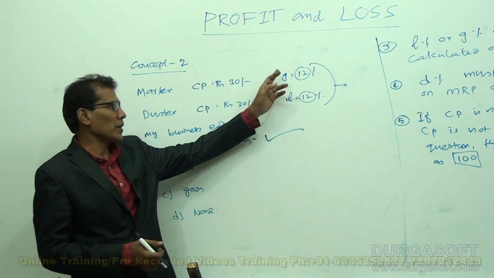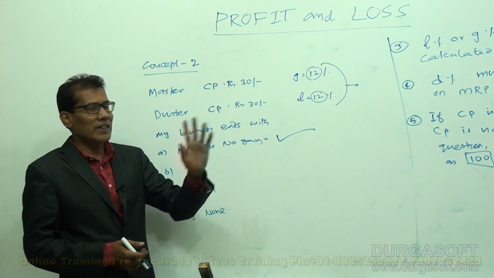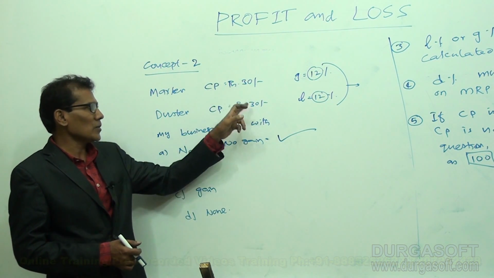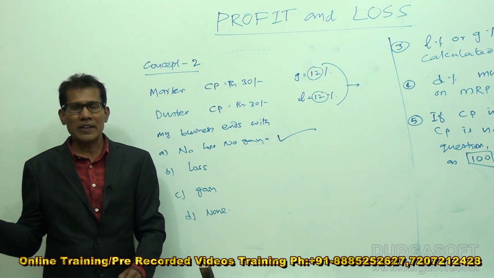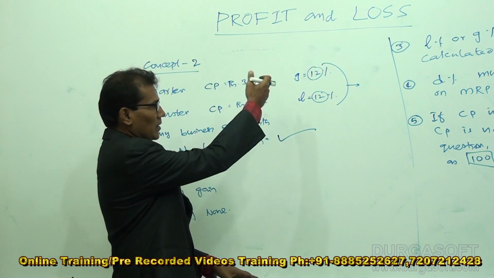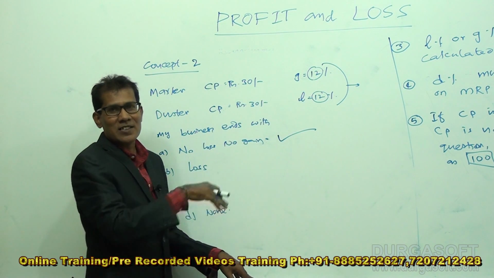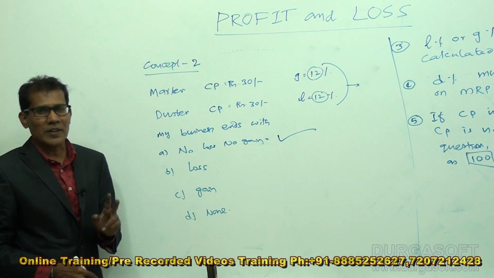There may be loss, there may be gain, but it compensates. Finally, the selling price will be exactly equal to 60. Here cost price is 30 plus 30, 60. I invested 60, and after selling I will get 60. So no loss, no gain. This is a very important concept.